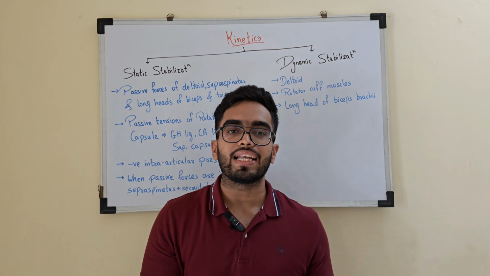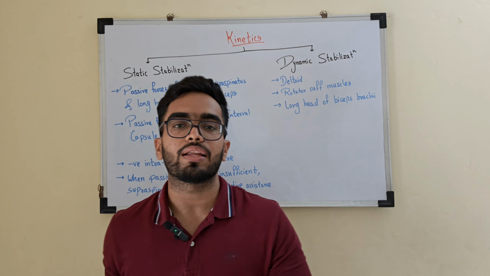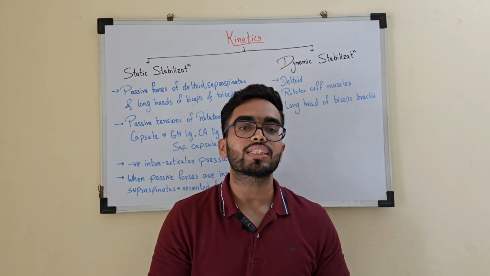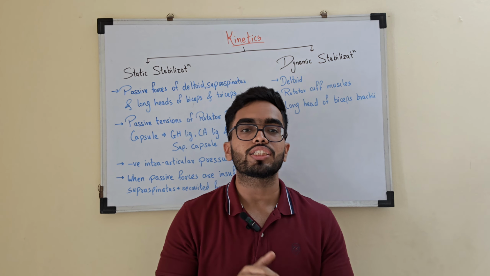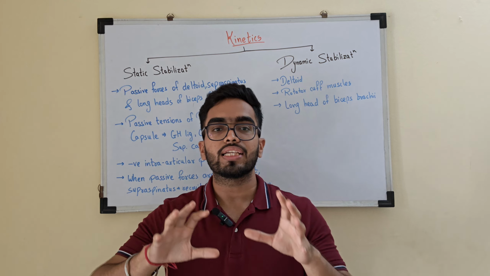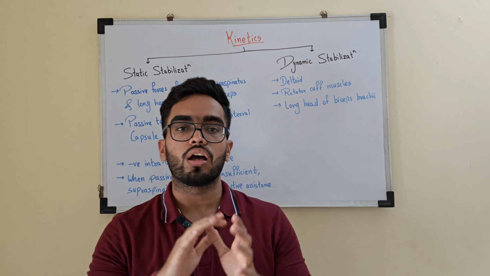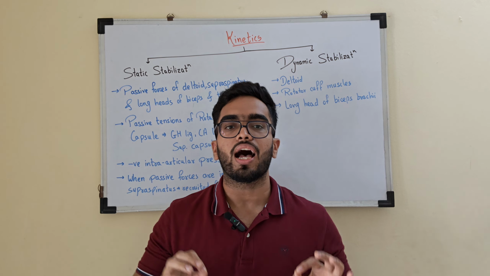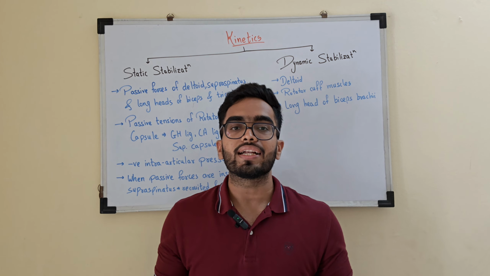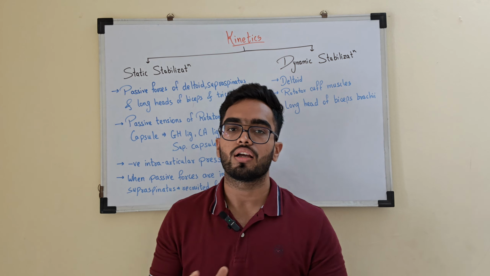So the next topic is kinetics of glenohumeral joint. It consists of static stabilization and dynamic stabilization. So what is static stabilization? Static stabilization is that the head of humerus is stable against the glenoid fossa in a static position. So when there are no movements, when the arm is at the side, at that point the head of humerus is stable against the glenoid fossa.